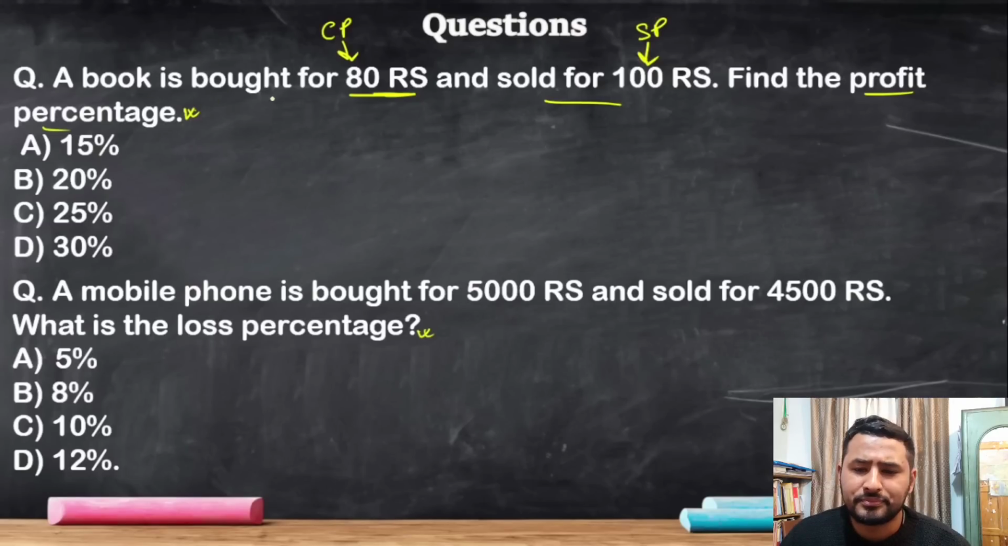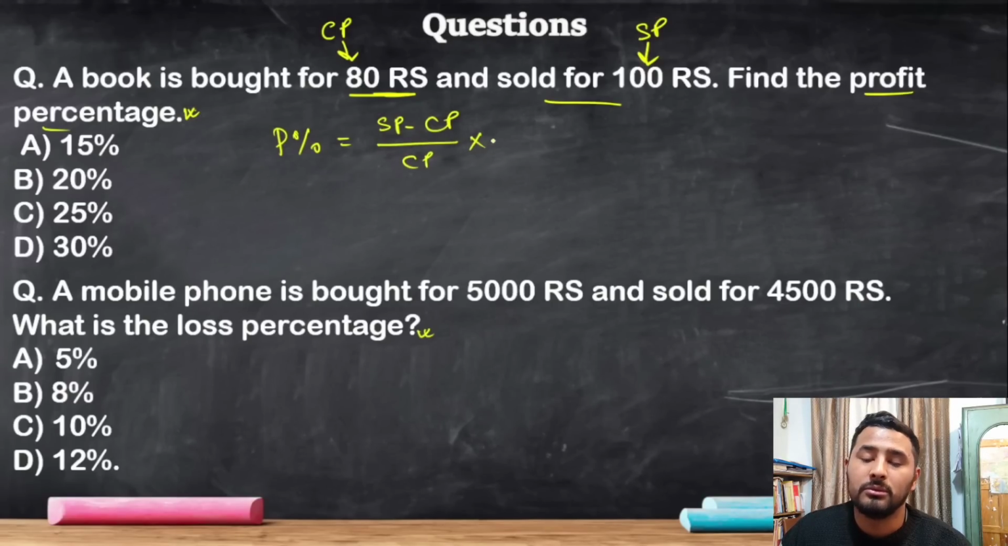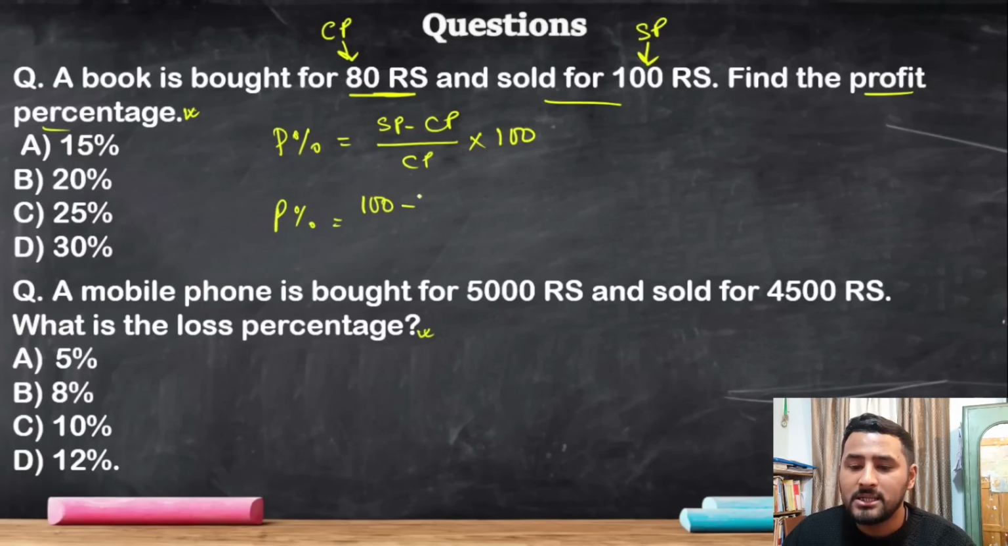Okay, so let us see. Our CP is 80. Now let us write the formula of profit percent. It is SP minus CP by CP, into 100. Always remember, you should bring CP in the denominator. So profit percent equals our SP, which is 100, minus CP, which is 80, divided by our CP 80, into 100, right?